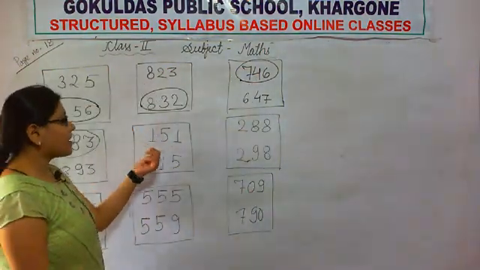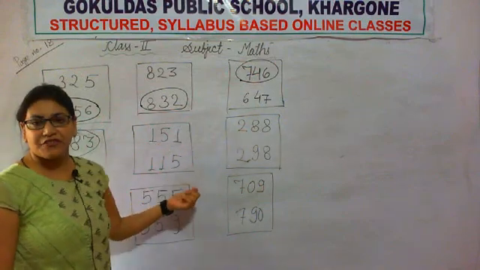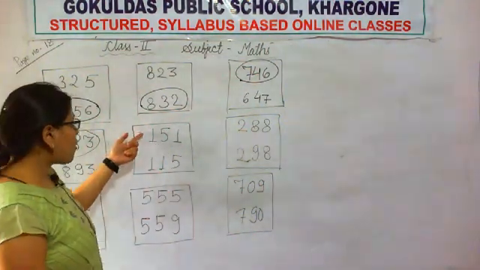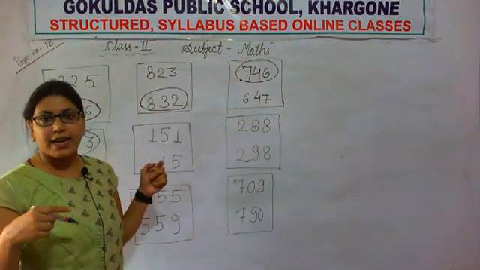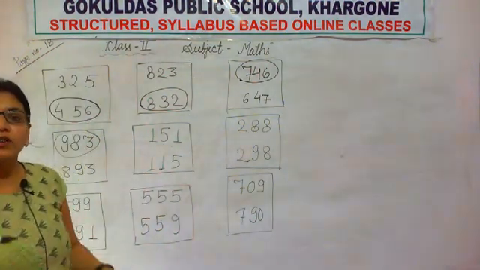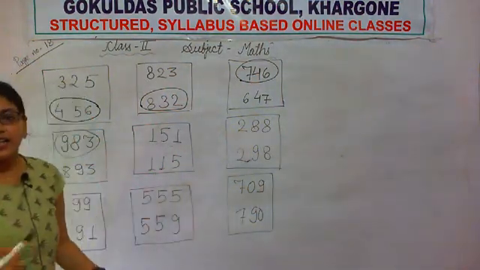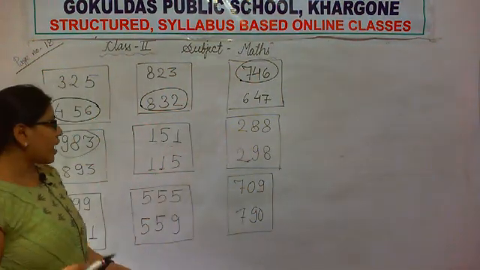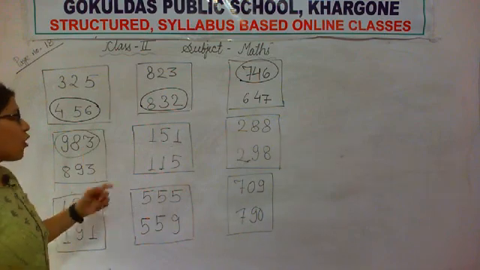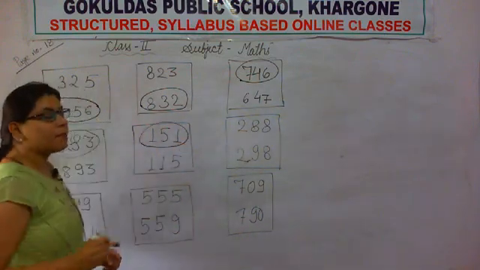Now the next one, 151 and 115. Which one is bigger? Both the numbers have 1 at the hundreds place. So now what will we check? We will check the tens. Here 5 at the tens place and here 1 at the tens place. So which one is bigger, 5 or 1? Obviously 5 is bigger. So 151 is the bigger number.